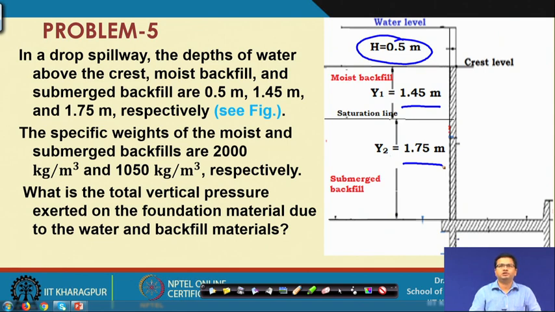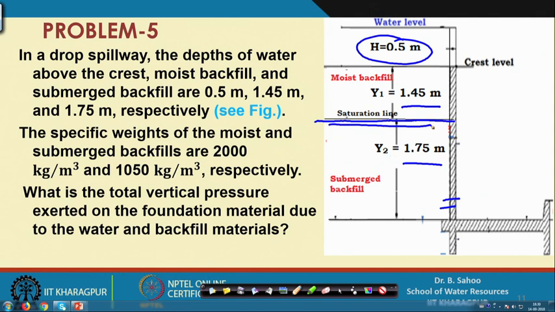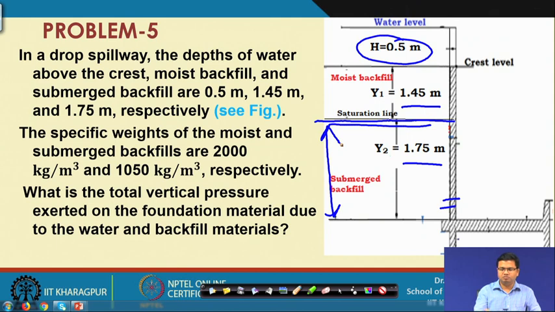If you remember, in our previous classes, we have studied different types of drainage condition, like type A and type B drainage condition. So, there is a saturation line here, okay, and here there is a filter. So, because of this saturation line, this backfill material area is submerged, okay, and because your saturation line is here, this soil will be naturally moist. And the specific weight of this moist backfill is given as 2000 kg per meter cube, and the submerged backfill is given as 1050 kg per meter cube. And you know the specific weight of water is 1000 kg per meter cube.